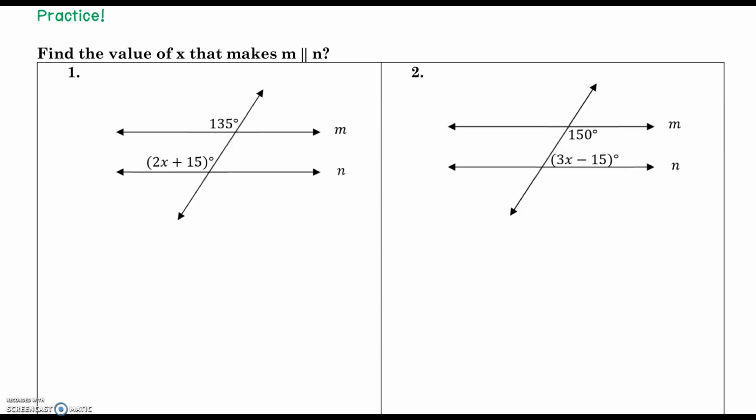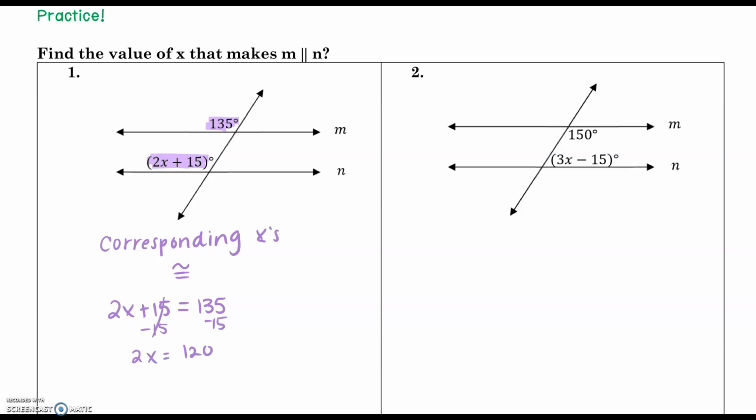Next, we want to find the value of x that makes M parallel to N. In this case, we have corresponding angles again. So it's always important to identify the angle pair that we're given. Corresponding angles must be congruent. So we're just going to do 2x plus 15 is equal to 135. Subtract 15 from both sides. We get 2x is equal to 120. Then we're going to divide by 2. We get x is equal to 60.